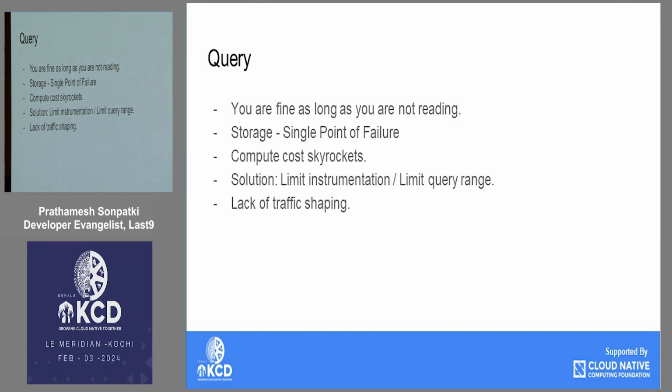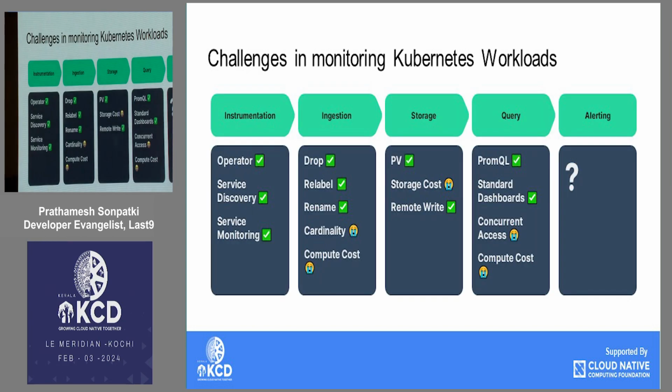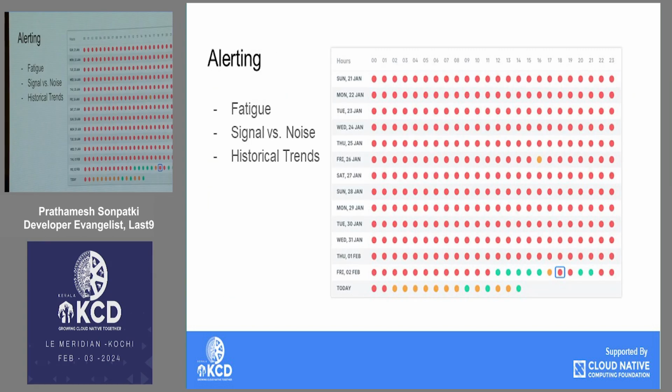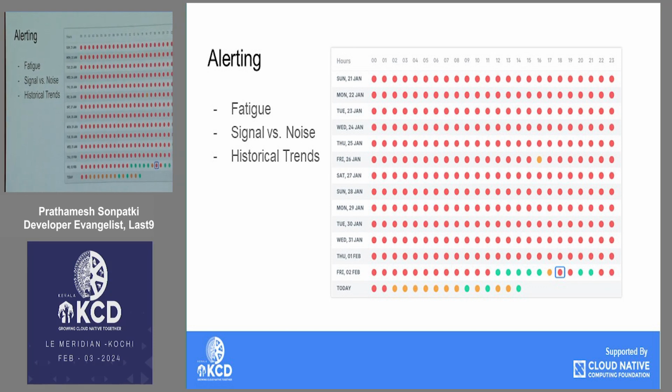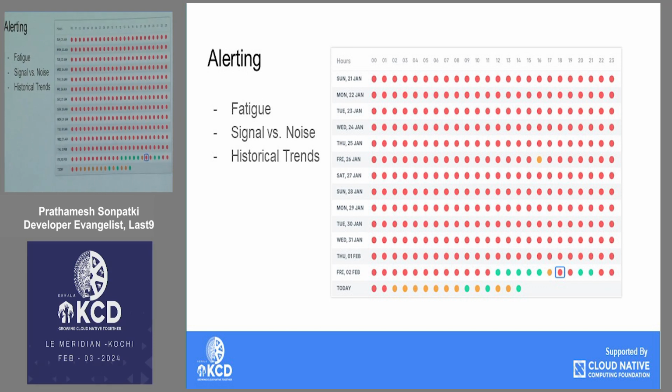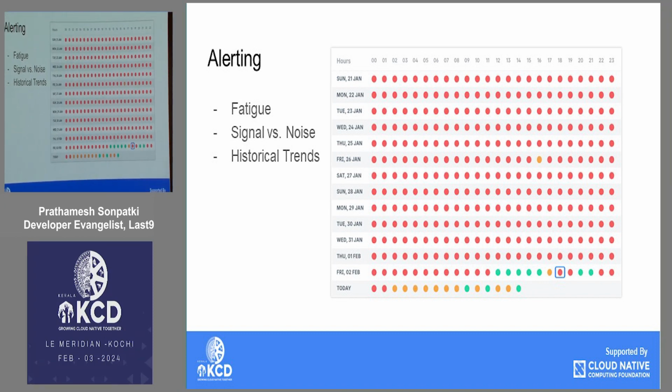The solution is you can either limit instrumentation, limit query range, or reduce the amount of data you're trying to load. Effectively, all of this results from a lack of traffic shaping abilities. Alerting, the biggest challenge is fatigue. You have too many alerts, and you don't know why they're happening.